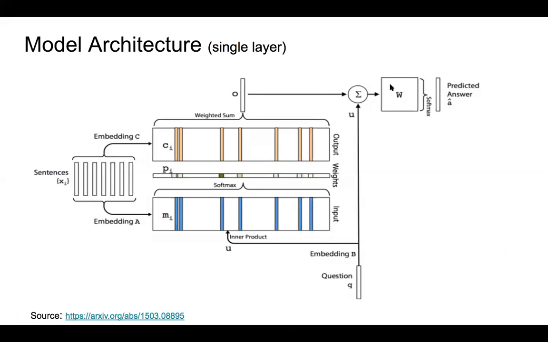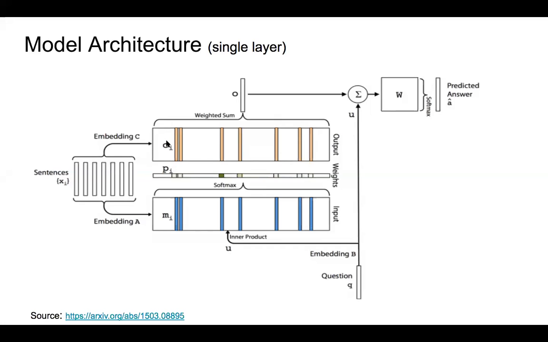This is then passed through the W matrix. At this point, what you have is an embedding dimension. The W matrix has dimension embedding cross vocabulary size, so it maps the embedding vector back into the vocabulary space. And if you do a softmax over that output, you will be able to predict an answer, a word, as the final output.